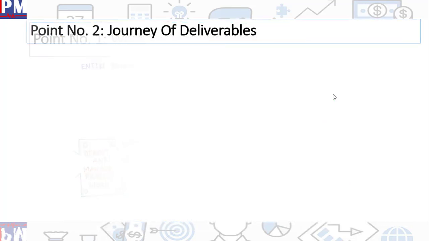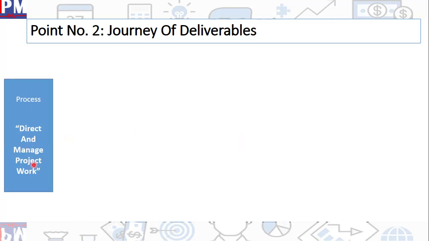All right, let's move on to point number 2. Journey of deliverables. Another very important output in PMP exams is deliverables. Deliverables go through a proper journey. They are born in the process called direct and manage project work, but over a period of time, they transform. How does it transform? Let's have a look.